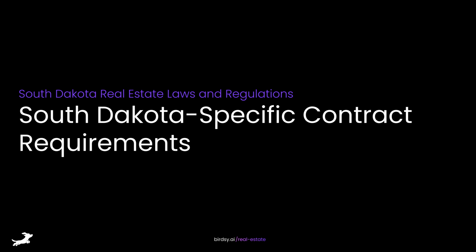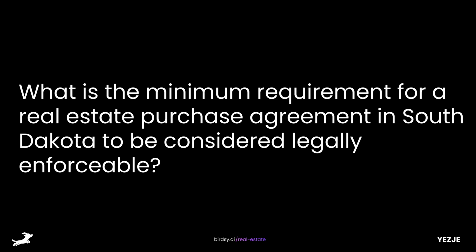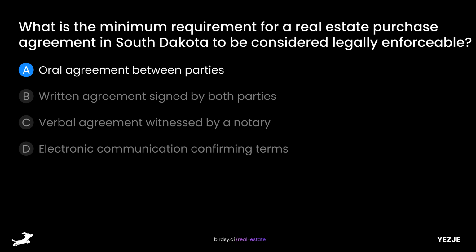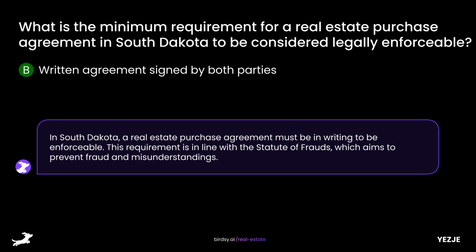South Dakota-specific contract requirements. What is the minimum requirement for a real estate purchase agreement in South Dakota to be considered legally enforceable? Is it A, oral agreement between parties? B, written agreement signed by both parties? C, verbal agreement witnessed by a notary? Or D, electronic communication confirming terms? The answer is B, written agreement signed by both parties. In South Dakota, a real estate purchase agreement must be in writing to be enforceable. This requirement is in line with the Statute of Frauds, which aims to prevent fraud and misunderstandings.